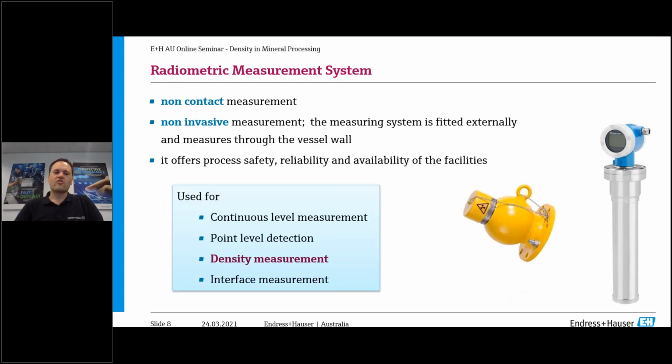So, a bit of an overview of the radiometric measurement system. It's a non-contact and non-invasive measurement. That means the two components you see on the right-hand side, the yellow container, which is the source container, and the blue and stainless steel detector, are fitted externally, and we'll see some applications in a moment. They're used for level measurement, point level measurement, interface measurement, but the fourth type of application they're normally used for is density measurement, and that's what I'll be speaking about in today's seminar.